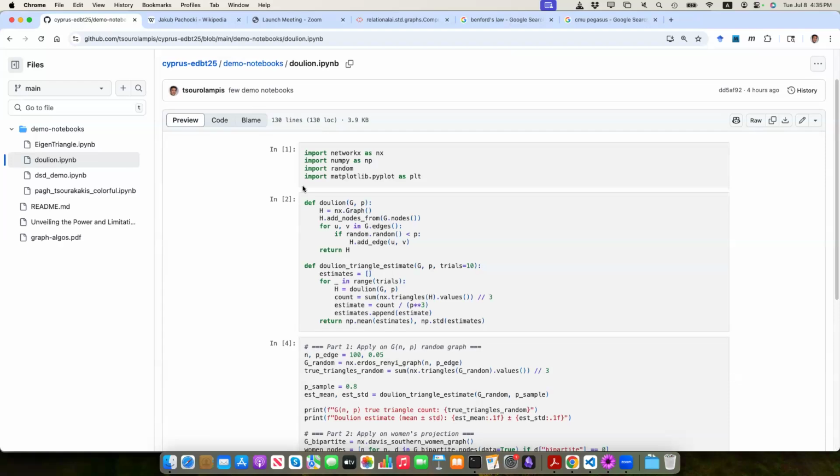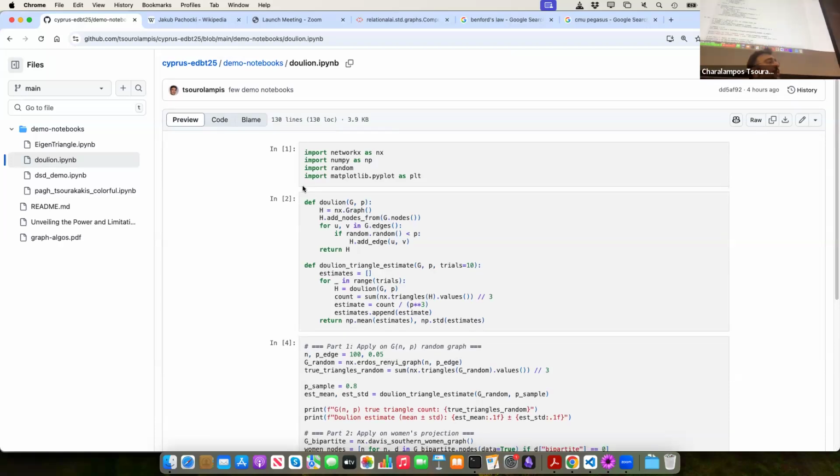This notebook will be shared with participants. It's on GitHub, so it's available to everybody. GitHub, yeah, okay, I took a note. I will share it with the slides.